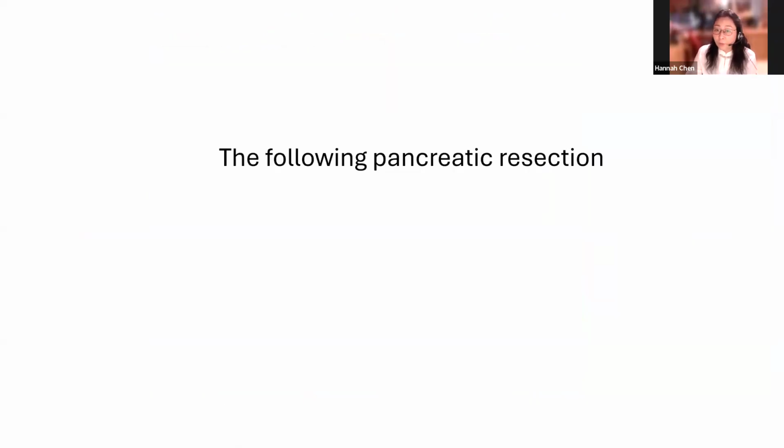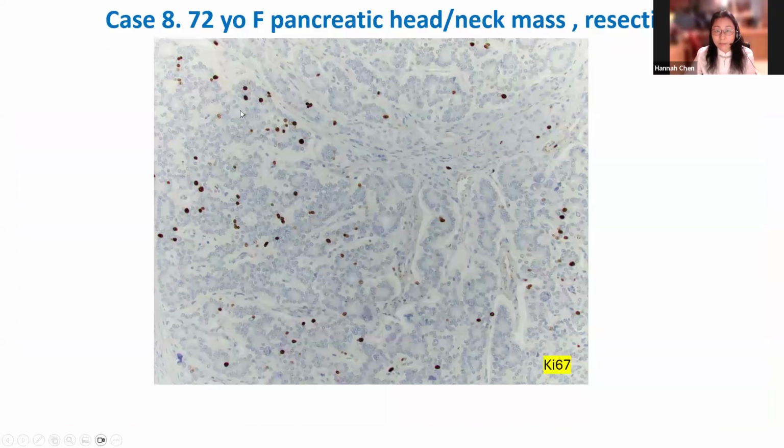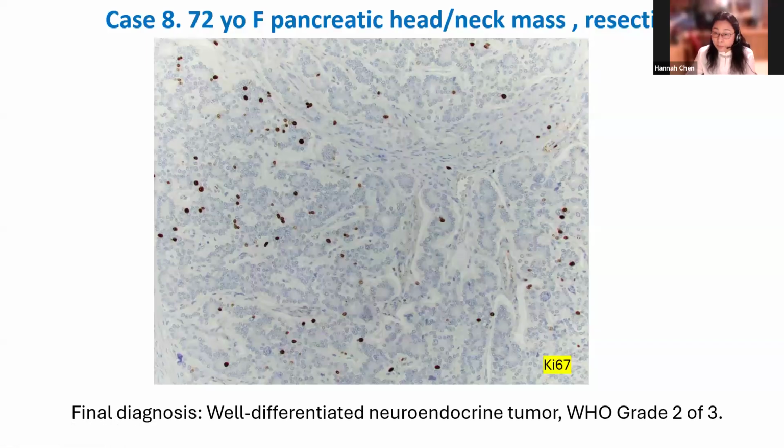Then we received the following pancreatic resection. This is the low power morphology. At higher power, you can see very typical neuroendocrine tumor morphology. Then the Ki67 seems a little bit higher. In the resection specimen, we gave the diagnosis of well-differentiated neuroendocrine tumor, WHO grade 2 of 3.